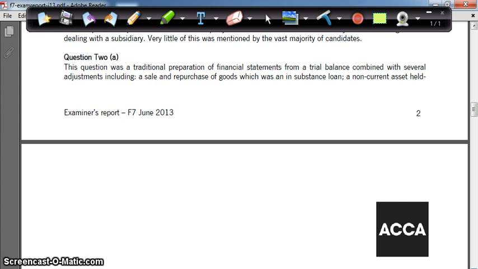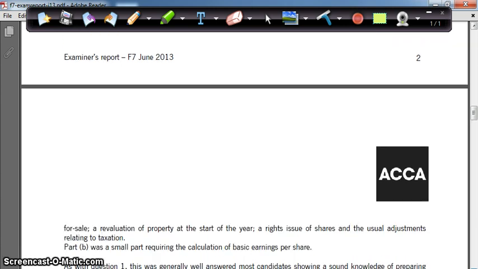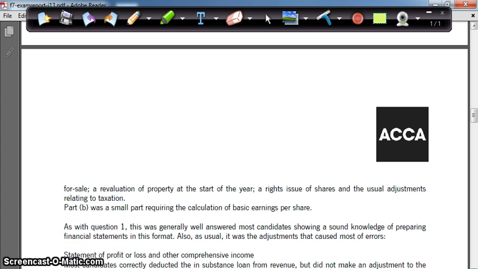The adjustments that appeared in this question were the sale and repurchase of goods, which is in essence a loan. So being able to quickly pick out this distinction would have been key to this adjustment. The second is the non-current asset that was held for sale, the revaluation of property at the start of the year and the various adjustments that are needed for that, and then also the rights issue of shares, and usual adjustments for taxation.